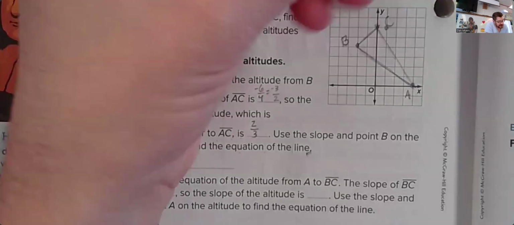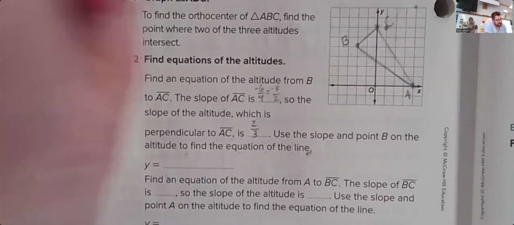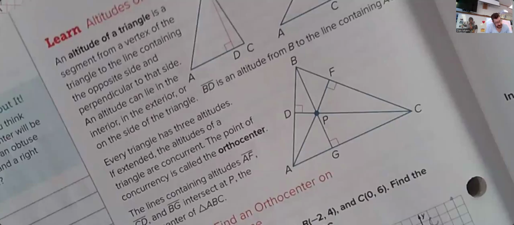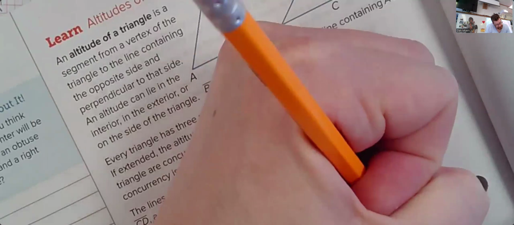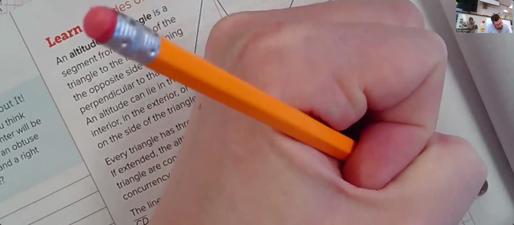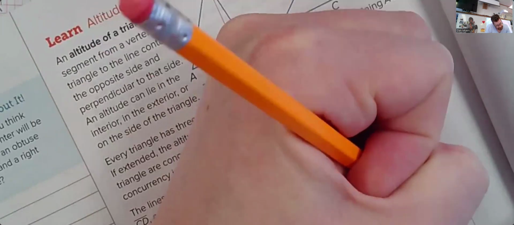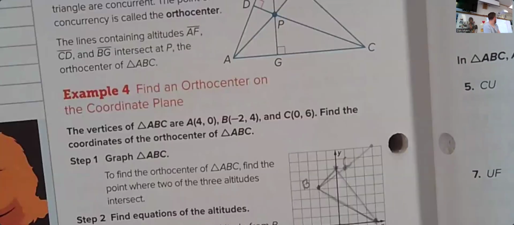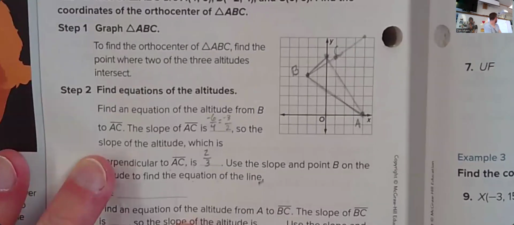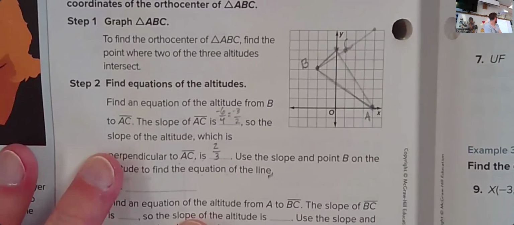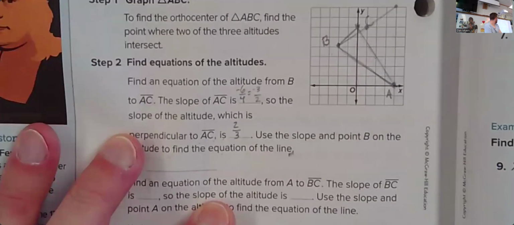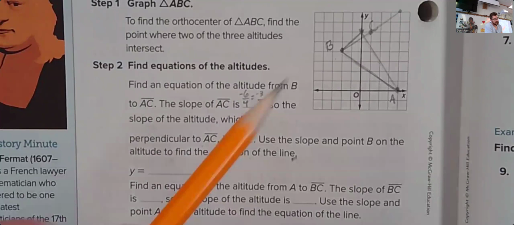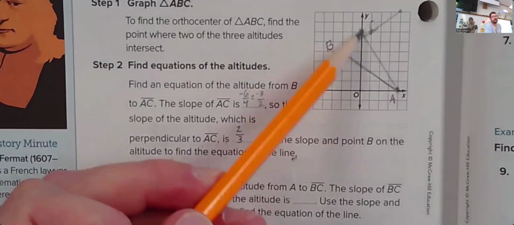And we can actually do this again, up 2 and then 1, 2, 3 over that way, just to get ourselves a little bit more detail in that. So that line looks like that. That is an altitude. So we have an altitude from point B through the side of the triangle AC.